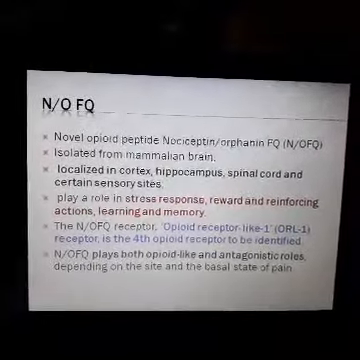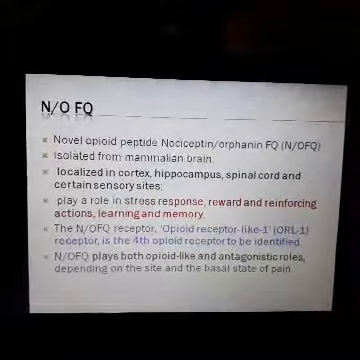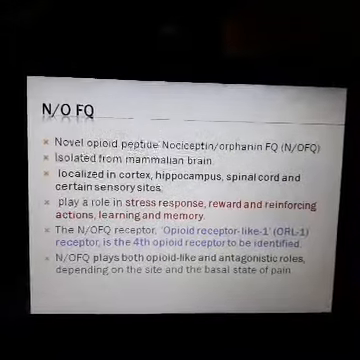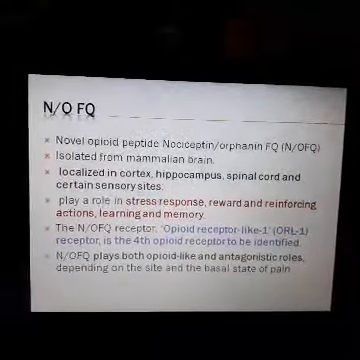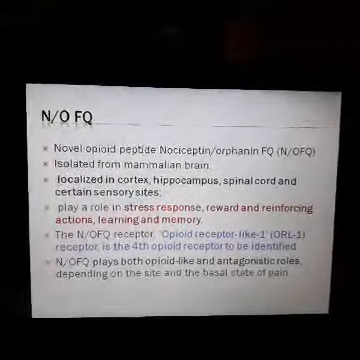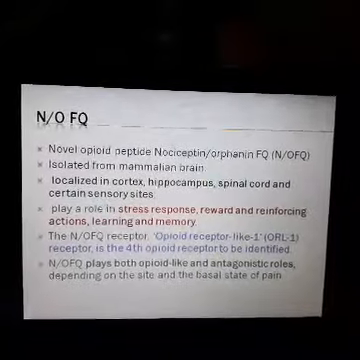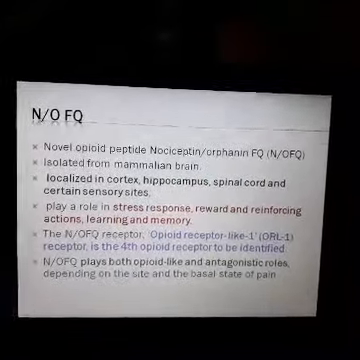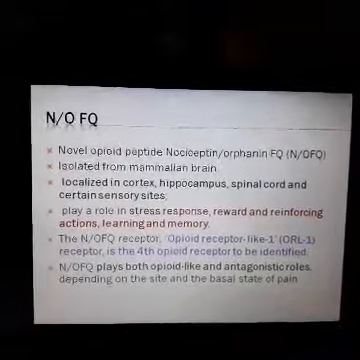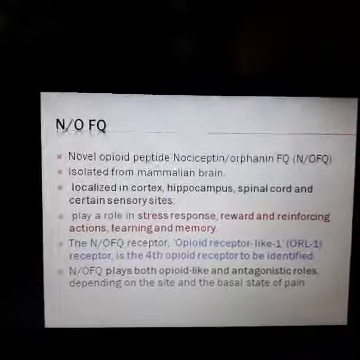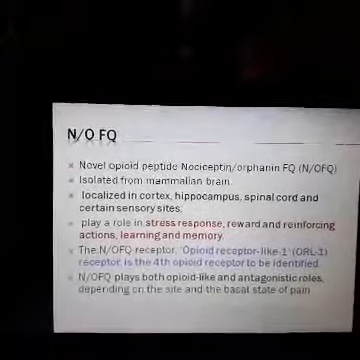Number 1, naloxone. What is the specific use of naloxone? Number 2, what is the specific use of naltrexone? Number 3, which opioid's action cannot be reversed by naloxone completely?